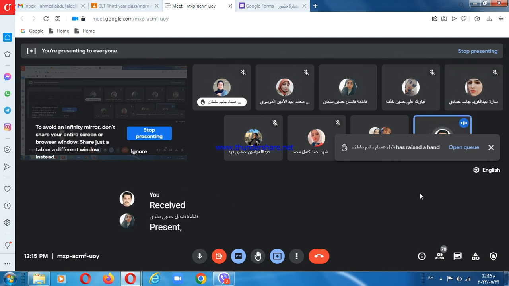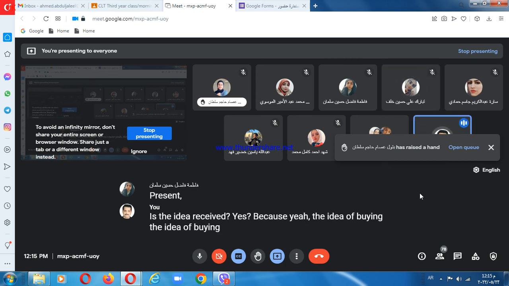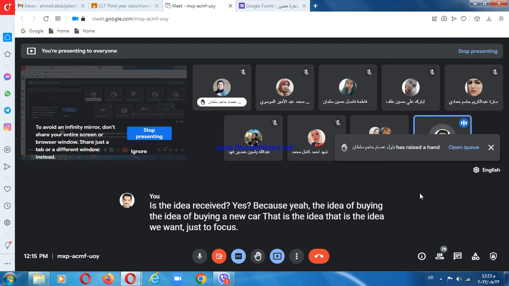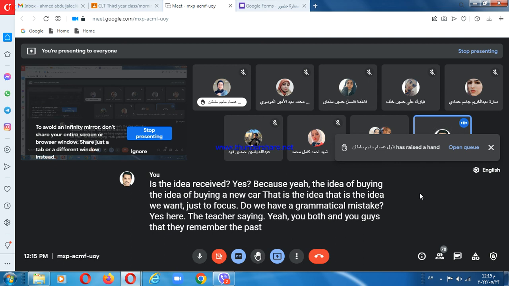But here, is the idea received? Yes, because the idea is buying a new car. That is the idea we want to focus on. Do we have a grammatical mistake? Yes. Here the teacher is saying, "Yeah, you bought a new car yesterday. Remember, the past tense of buy is bought." You see now the teacher?